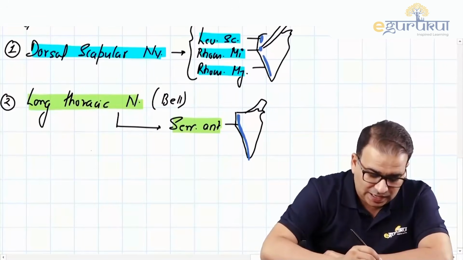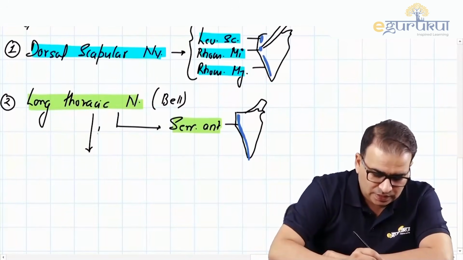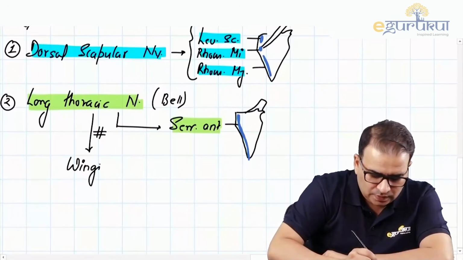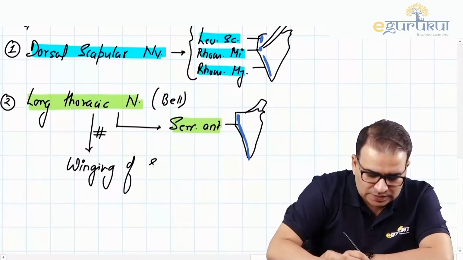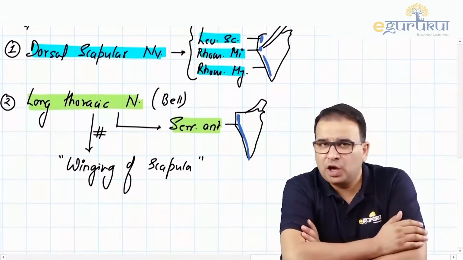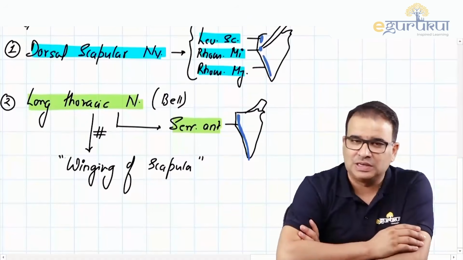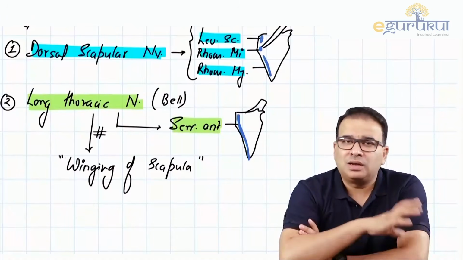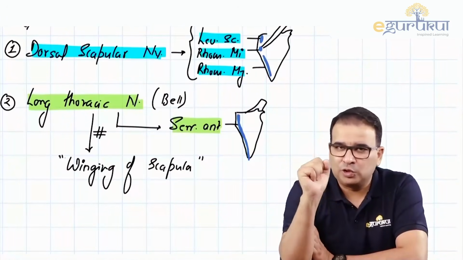And in case of injury to the long thoracic nerve, it can lead to winging of scapula. Although we usually regard winging of scapula as due to injury to the long thoracic nerve or involvement of serratus anterior, this is not a fact that goes only with the long thoracic nerve.